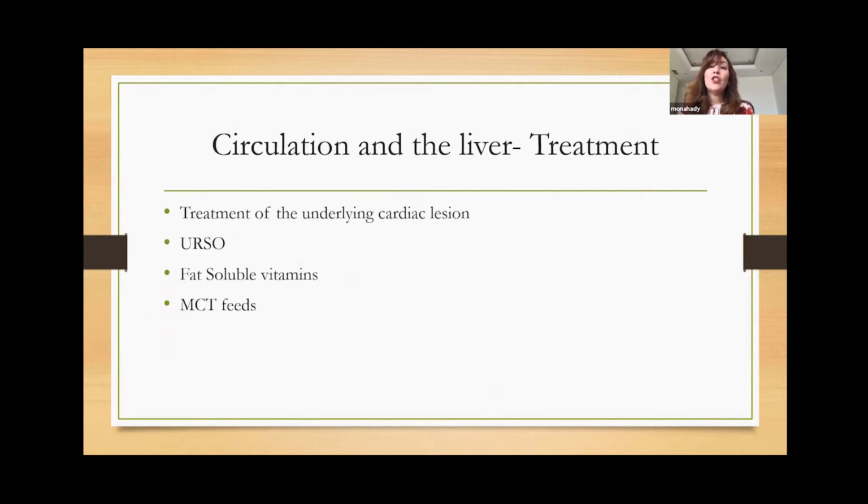So the treatment essentially is to treat the underlying cardiac disease and support the cholestasis with ursodeoxycholic acid, fat-soluble vitamins, and medium-chain triglyceride feeds.